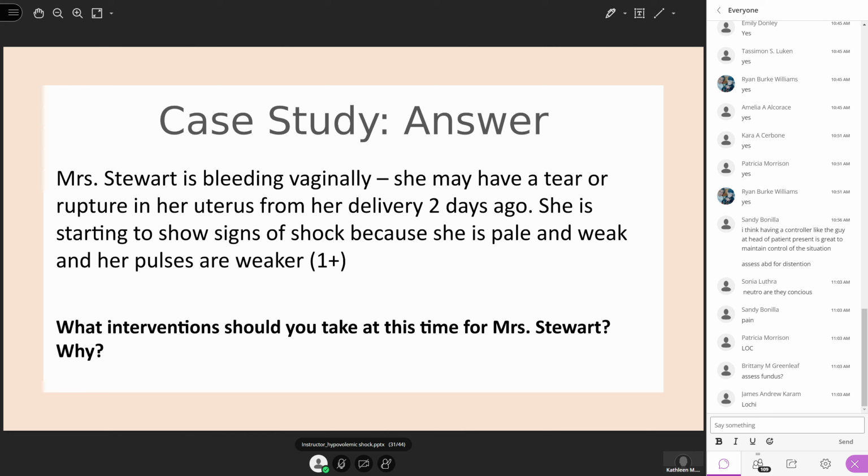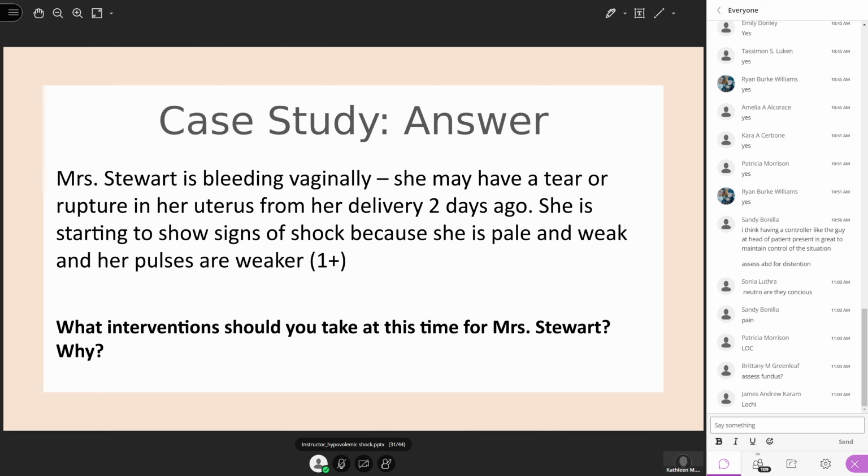So she's bleeding vaginally. She may have a tear or rupture in the uterus from her delivery 2 days ago. She's weak, and she's starting to show signs of shock because she's pale, right? That was one of the signs. And her pulses are weaker, right? They've actually become weaker. So what interventions would you do for her at this point, and why?